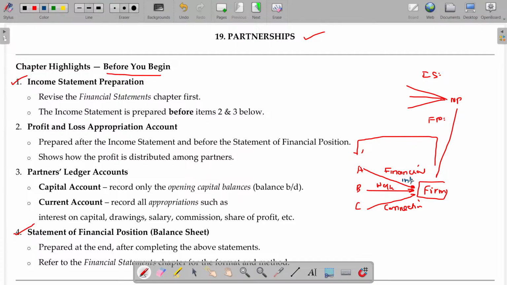Similarly, B may be the hard worker. He could have worked somewhere and drawn some salary. As he is contributing physical work for the firm, he may demand some return for that, which is called salary. And the person who gives his personal connections for business development, what happens here? For the connections, he may demand some commission.